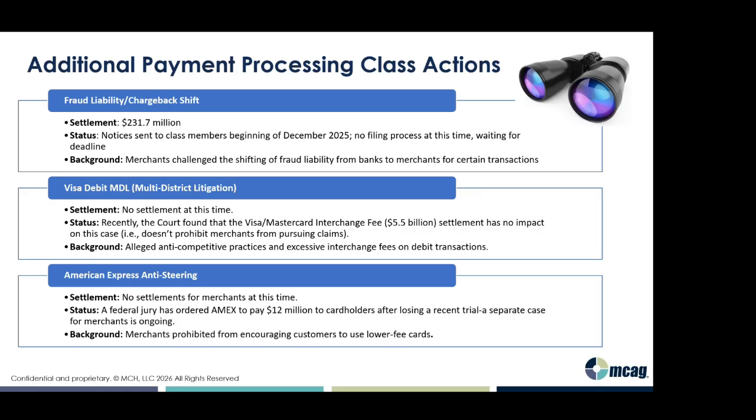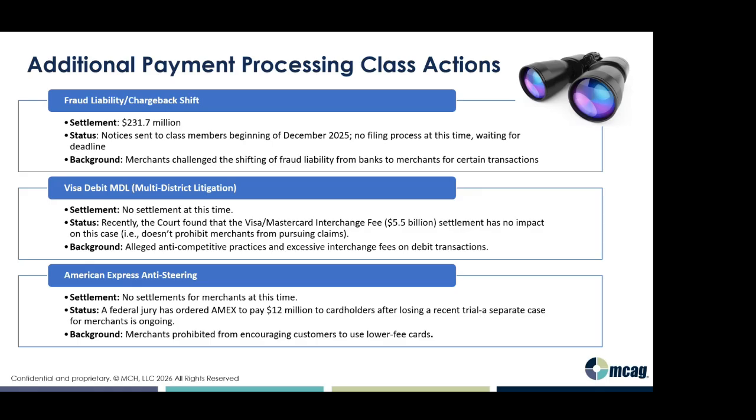The last one that's still in the courts right now is the American Express anti-steering litigation. The plaintiffs in this case allege that merchants were prohibited from encouraging customers to use lower fee cards, which ultimately resulted in higher fees to the end merchants. So these are 3 that we're watching in the courts right now. And again, as soon as any one of them reaches the actual settlement phase where there's a filing deadline and a claim form available, we will notify clients immediately and file if they're eligible.